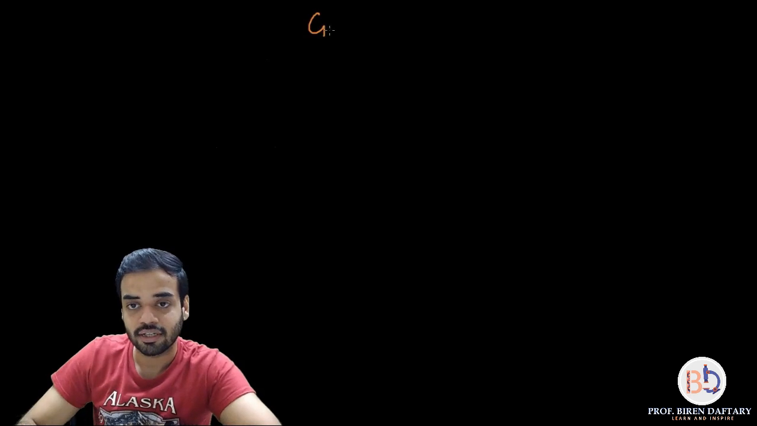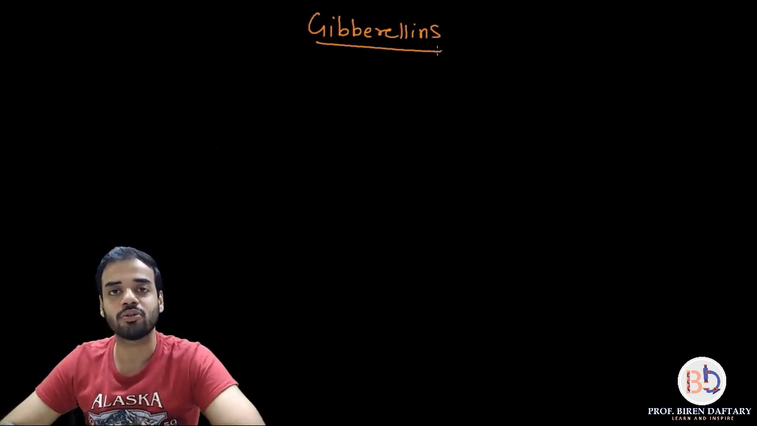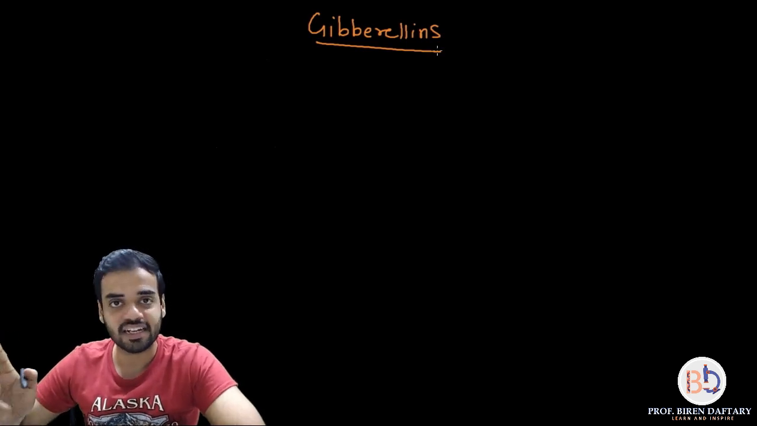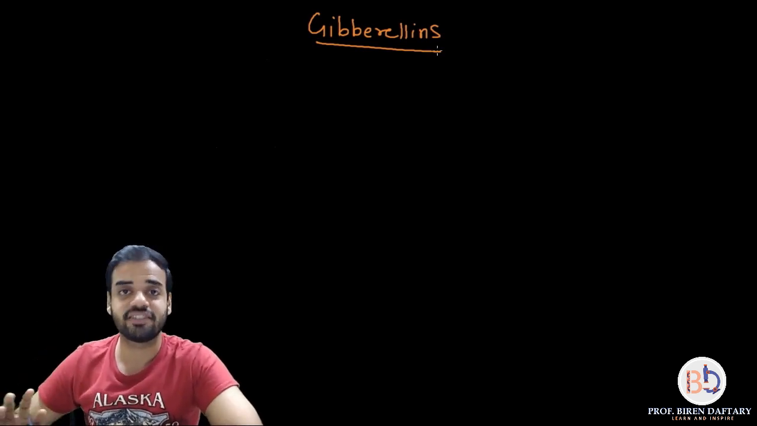Okay, so anyways, beginning with today's topic, which is gibberellins. While writing down gibberellins, please make sure that you get the spelling right, because many people don't write the spelling correctly. There is a double B and there is a double L in the spelling. Okay, so let us start with the second type of hormones, which are growth regulators, which are called gibberellins.